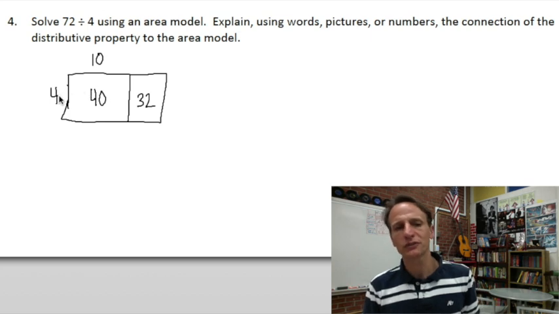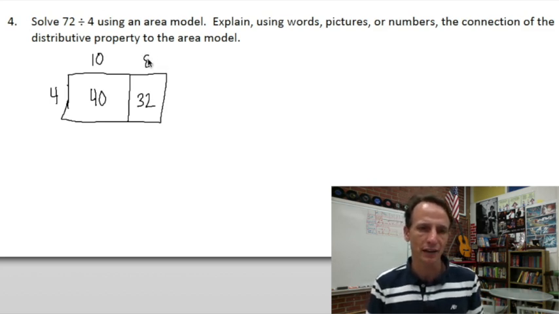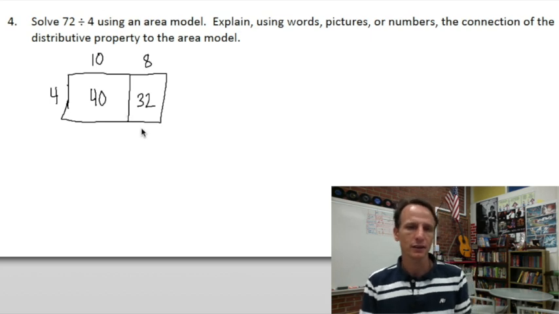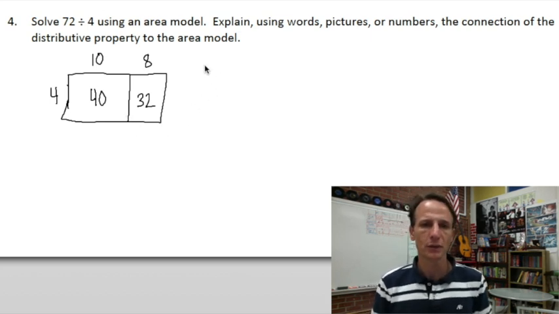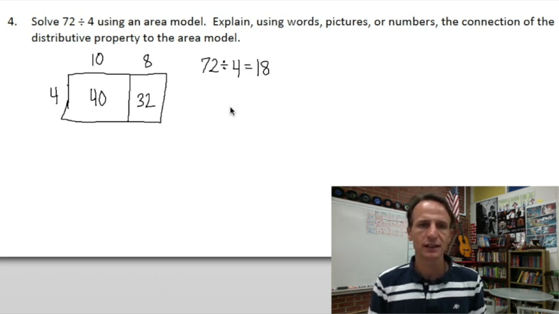32 divided by 4. Well, it's asking 4 times what is 32? And assuming you know your multiplication facts, yes, indeed, you do. That is 8. There we go. So let's just write our full answer here, just to have it written down. That 72 divided by 4 indeed is 18.